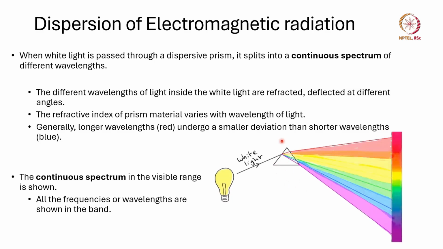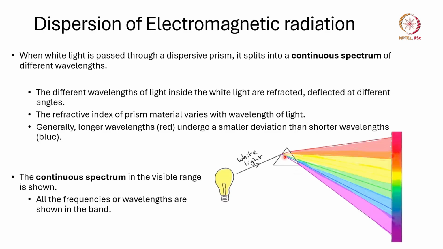This is because the refractive index of the material varies with the wavelength of the light. Generally, the longer wavelengths, such as red, undergo smaller deviation than shorter wavelengths. This can be seen here where, as the white light enters the prism, the red in the white light deviates at shallow angles, whereas the shorter wavelengths deviate at steeper angles.